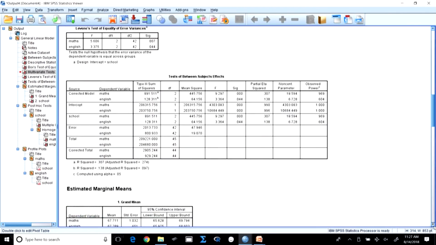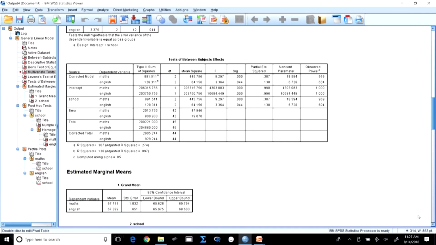Now, coming to the tests of between-subjects effects. If you look at school, maths, English, Type III sum of squares is basically the Pearson sum of squares. So, what is the finding? There is a significant difference in the maths score among the 3 schools. There is also a significant difference in the English score among the 3 schools.